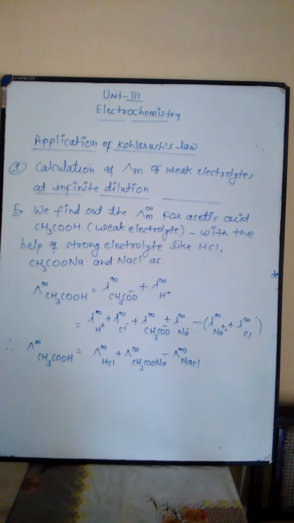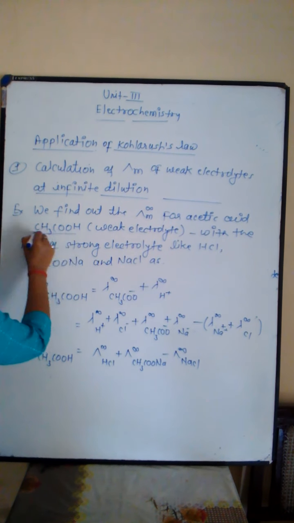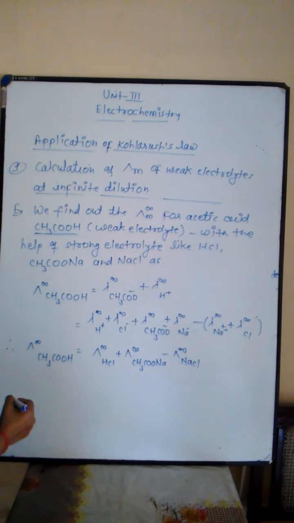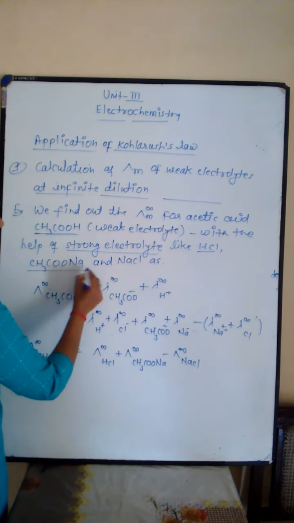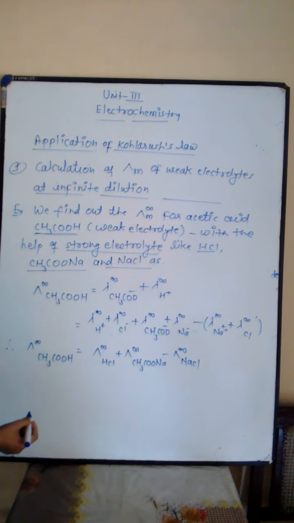Suppose we can find out the molar conductance for a weak acid, that is acetic acid. Acetic acid is the weak acid. With the help of strong electrolytes HCl, sodium acetate and NaCl, these are the strong electrolytes, we can find out the molar conductivity of the weak electrolyte acetic acid.